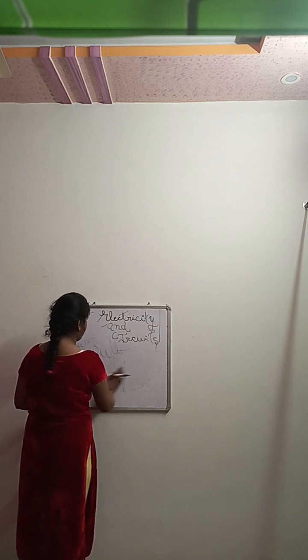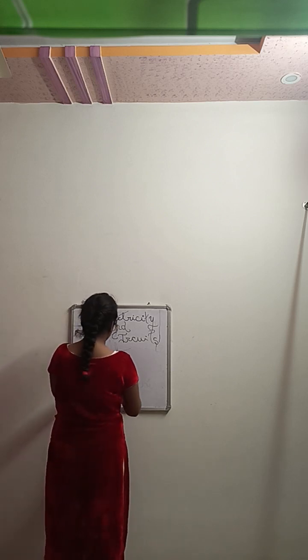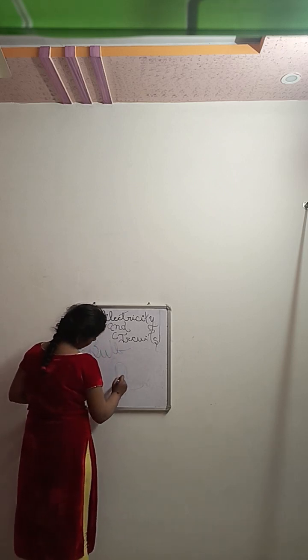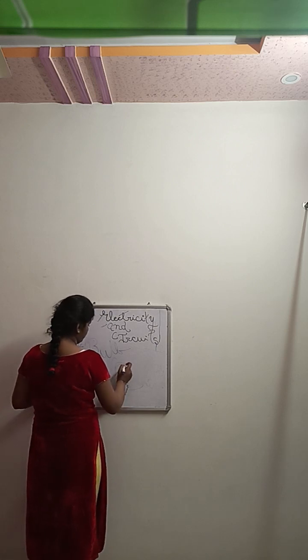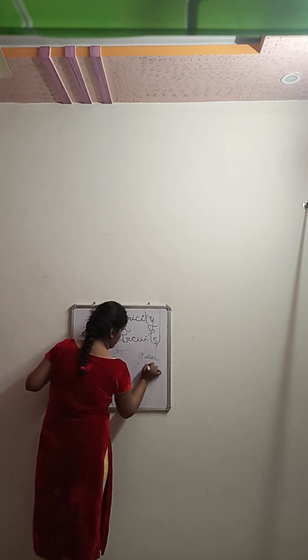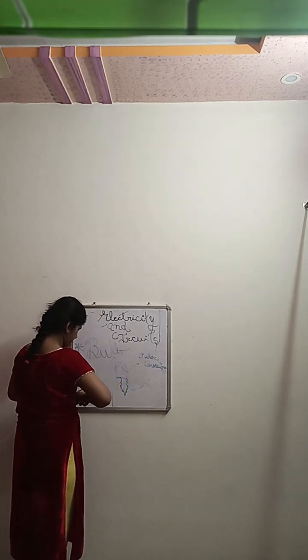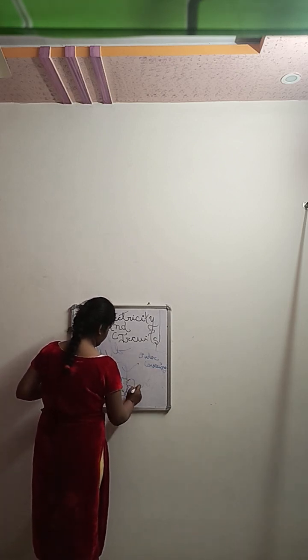Now how a bulb looks and which things it consists of, I will show you. See the bulb diagram. This is the outer covering of the bulb. And this one is the metal case, which is made up of metal.